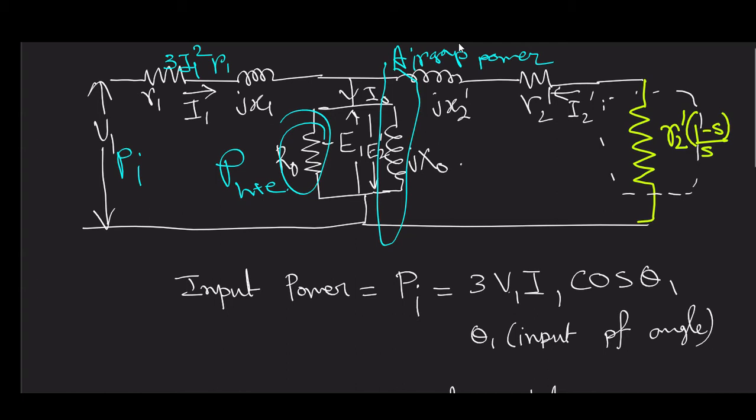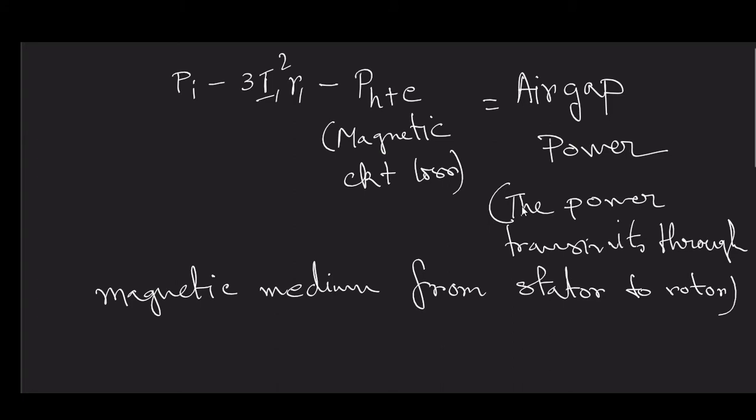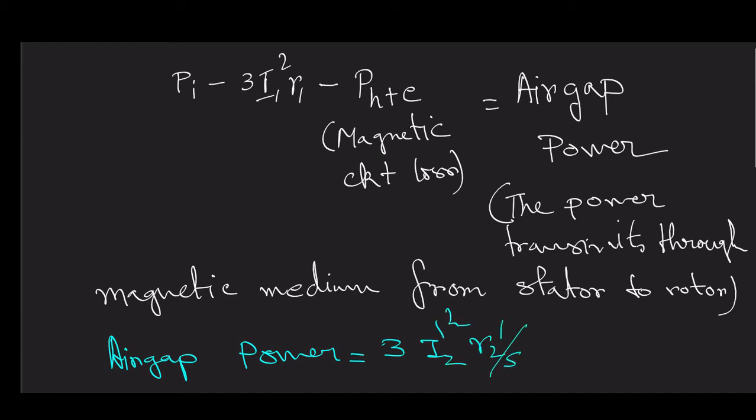Now it is clear that if you consider the secondary side or the rotor side, it comprises only one element that can consume power, and that is R2 dash by S. Means if you just add these two together, you will get R2 dash by S. So in other words, air gap power is equal to 3 I2 dash square R2 dash by S. Do note here I am taking I2 dash square, so it is irrespective of the direction of I2 dash.